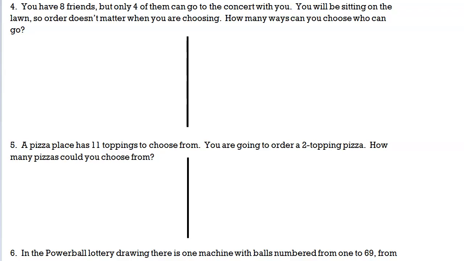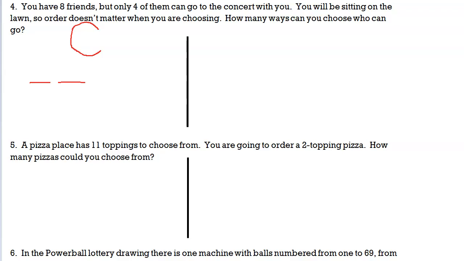Order doesn't matter. Remember, if you're just sitting on the lawn at a concert venue, there's no official ticket location. It doesn't matter what order you choose your 4 friends in, which is why it is a C problem. It is a combination problem.